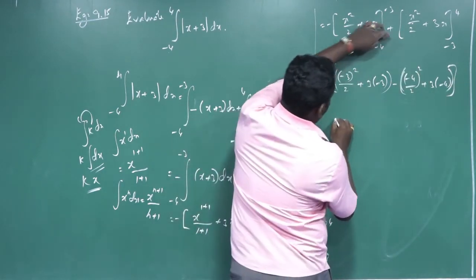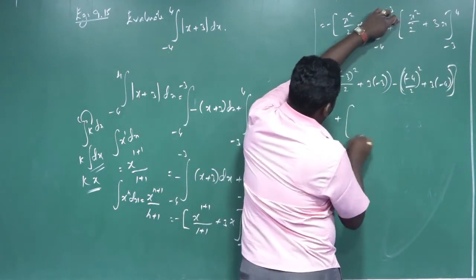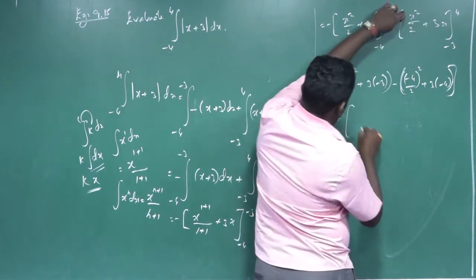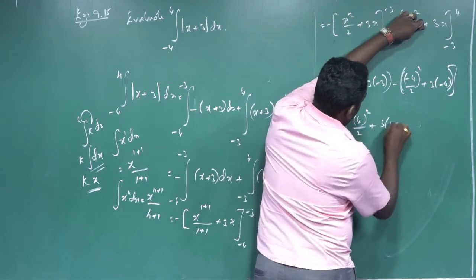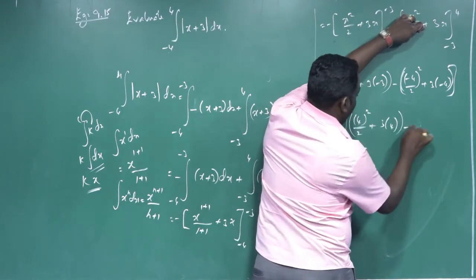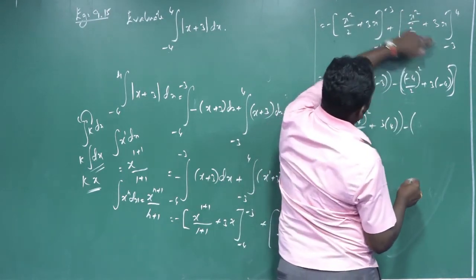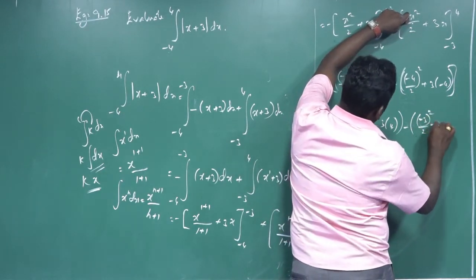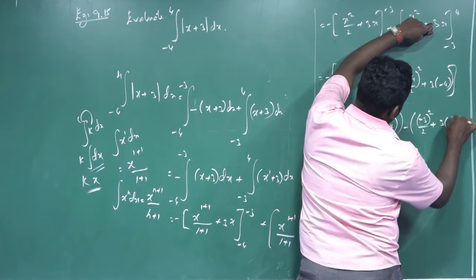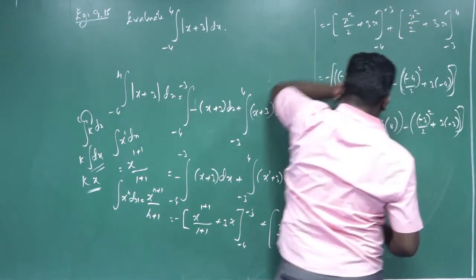Now again, the next term, plus, within the bracket: the upper limit is equal to 4, therefore 4 whole square by 2 plus 3 into 4, the upper limit value, minus the lower limit, which is equal to minus 3, therefore minus 3 whole square by 2 plus 3 into minus 3, the lower limit value.